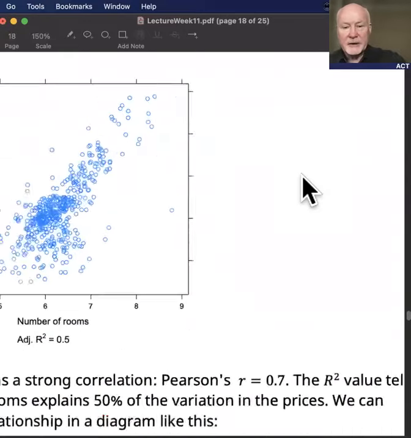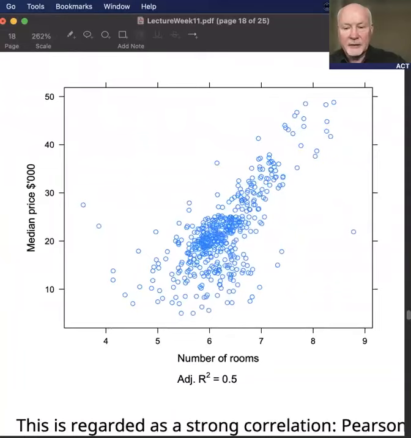So what you see there is a plot of these two variables. The x-axis here is the average, the mean number of rooms in the tracts. So some tracts have a mean of 9, and some have a very low mean of 2 or 3. And the y-axis is the median price in thousands of dollars. So this is thousands of US dollars in the early 1970s, I think it was.